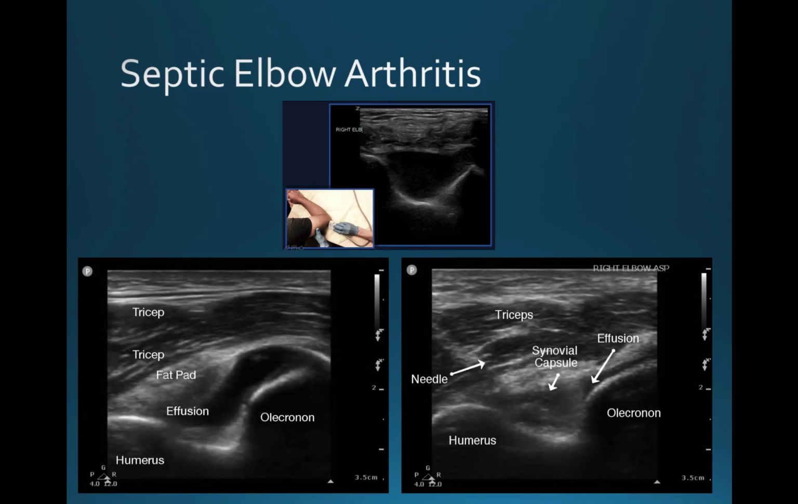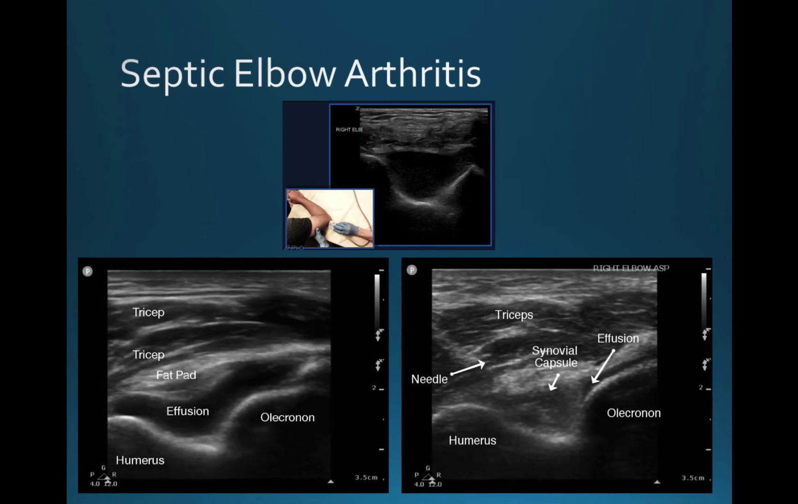Septic elbow arthritis. This is actually a case that I had recently that was submitted for publication. With a septic elbow arthritis, you're going to have much more pain, worsening with flexion and extension, or a very, very limited range of motion with flexion extension.